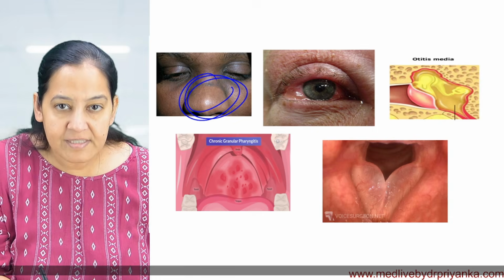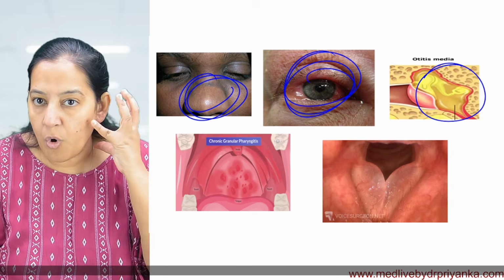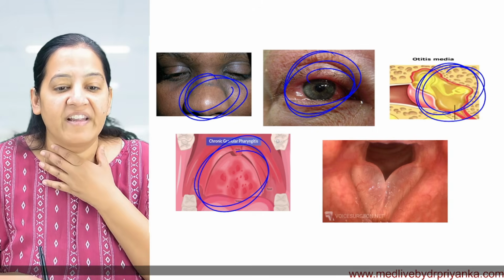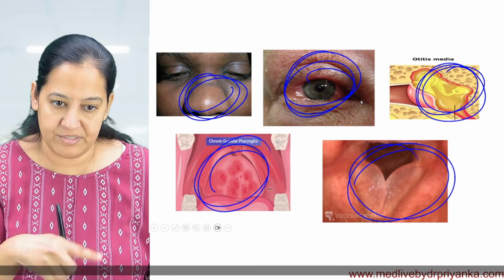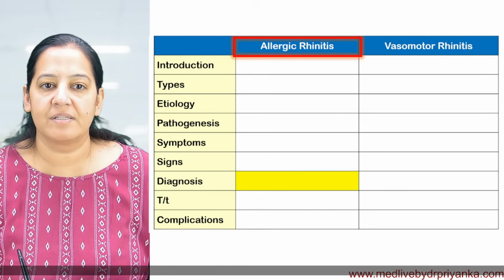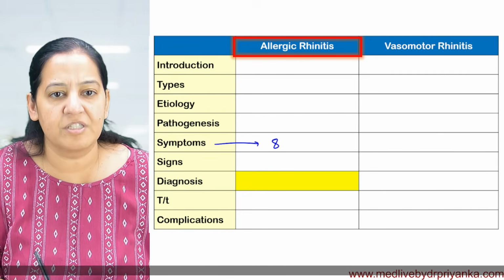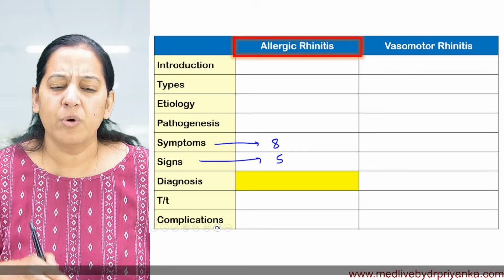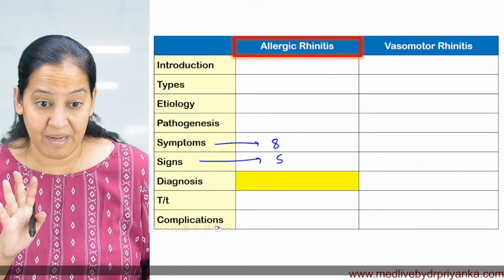See the nasal sign, see the ocular sign, see the otologic or ear sign, see the pharyngeal sign, see the laryngeal sign. Appreciate it. Rather than mugging it up, see the picture and understand it. So these are the signs. I taught you 7, 8 symptoms. I taught you 5 signs. Don't learn the number. How many you can remember? The main ones you should learn.